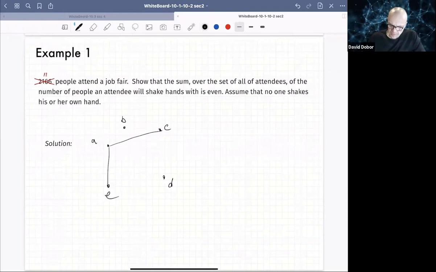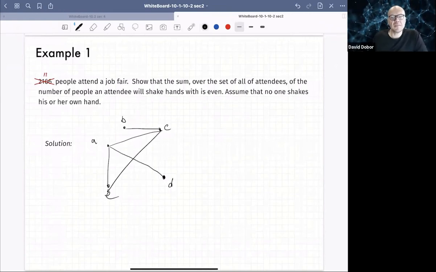C shook hands with A. Oh, maybe B shook hands with C, and C shook hands with E as well, and maybe D shook hands with, I don't know, maybe with A. Okay, let's do it that way. These are all the handshakes. So these people shook hands with one another. Some people didn't shake. For example, A and B did not shake hands. D and E didn't, C and D didn't.